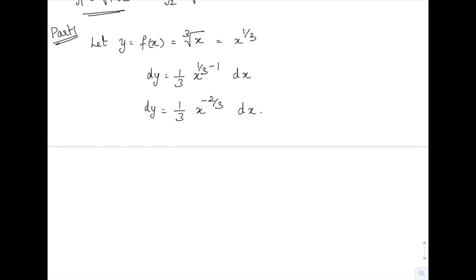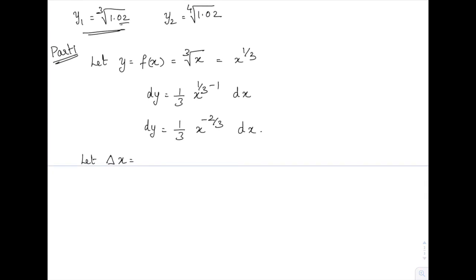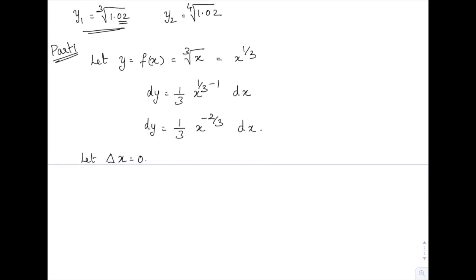Then let delta x be equal to, what is it here? It is 0.02, and x is equal to 1, which is coming from here. And then f of x is equal to cubic root of x, which is equal to cubic root of 1, which is equal to 1.